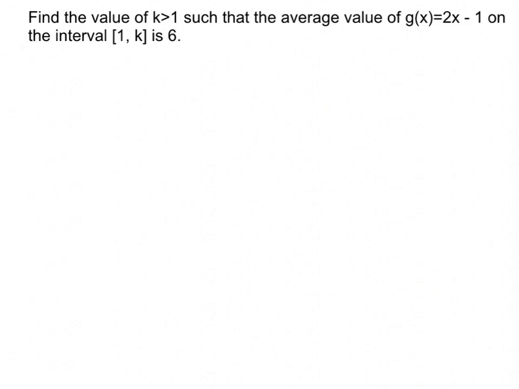All right, so for this problem, I want us to find the value of k greater than 1 such that the average value of g of x, which is 2x minus 1 on the interval from 1 to k, is 6.